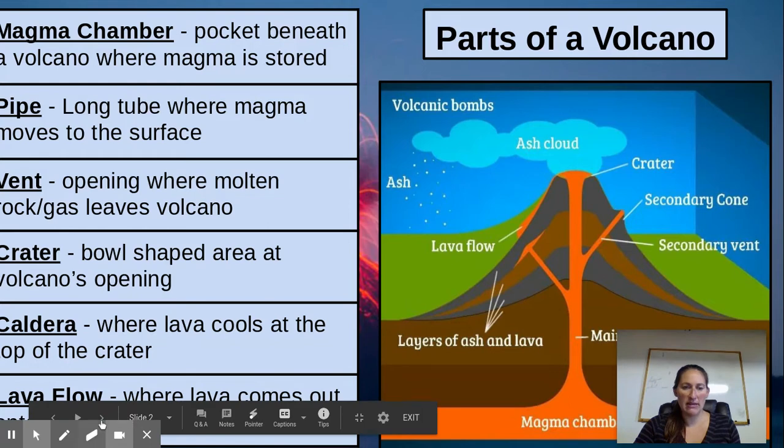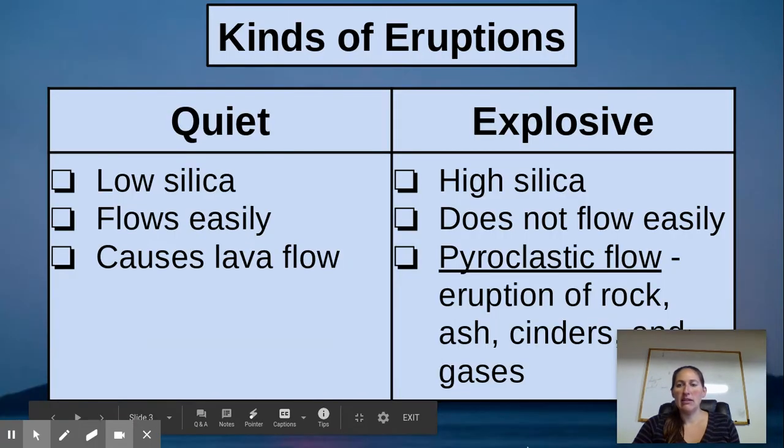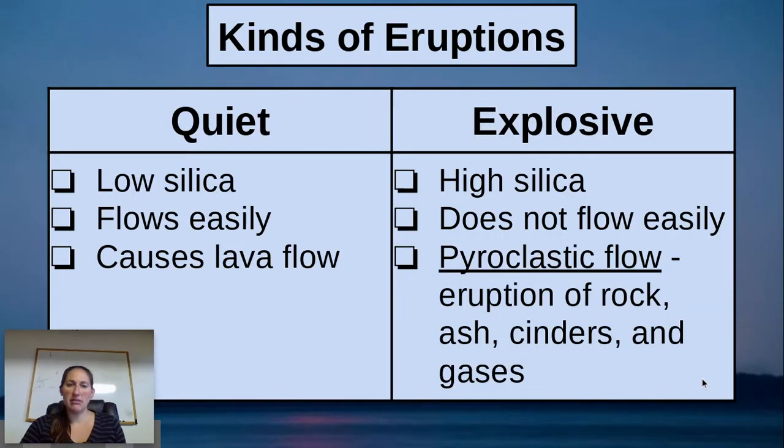So our next slide. They talk about two types of eruptions, quiet and explosive. So a quiet eruption is going to have low silica and it's going to flow very easily. So this goes back to our last lesson about viscosity. So a quiet eruption is going to have a low viscosity, which we talked about. That is the lower silica, less silica.